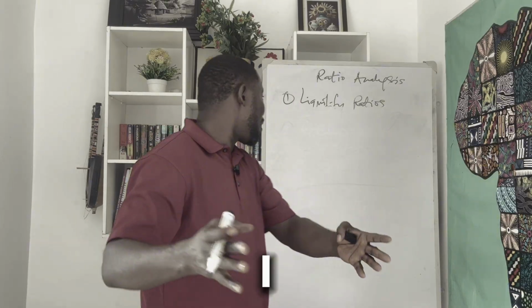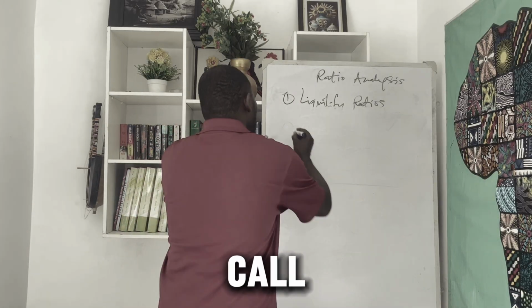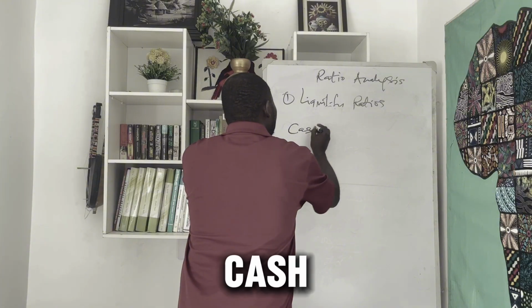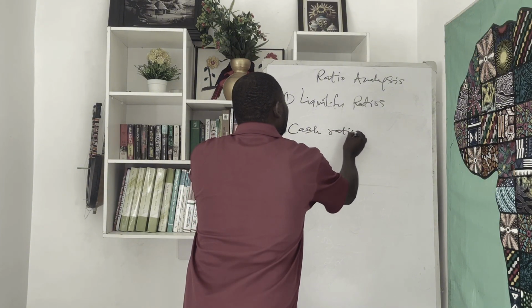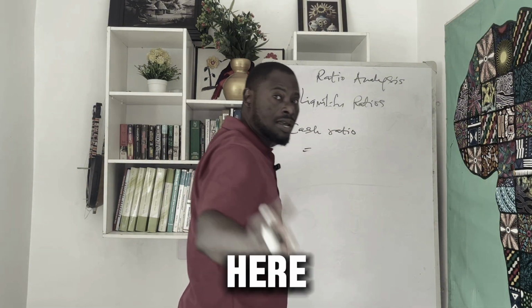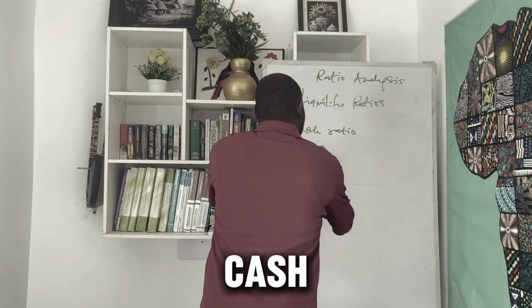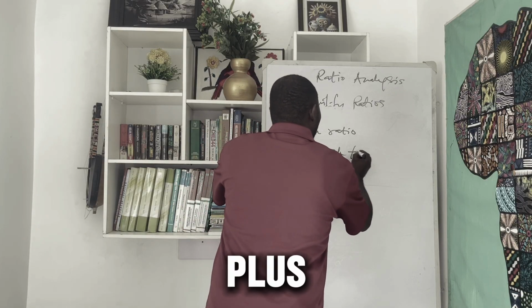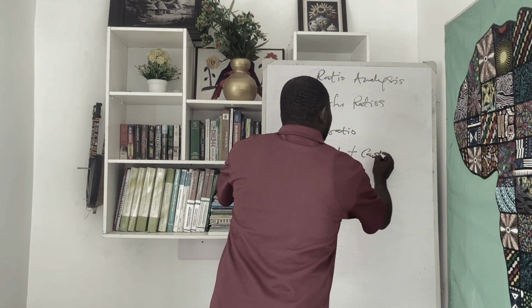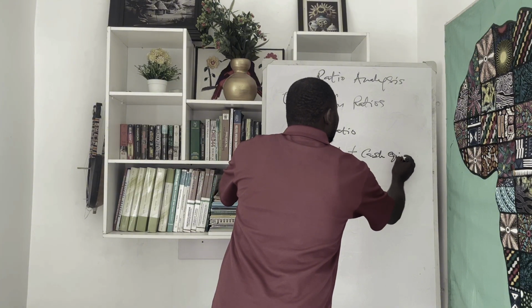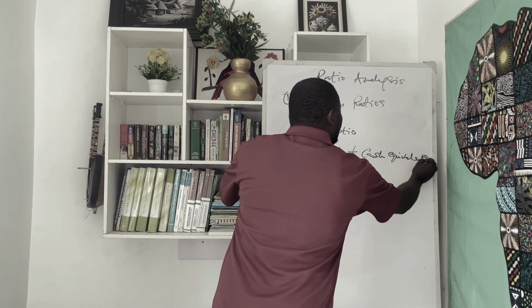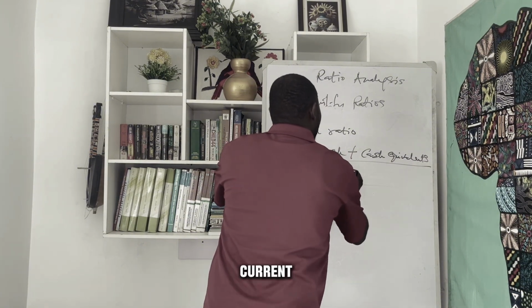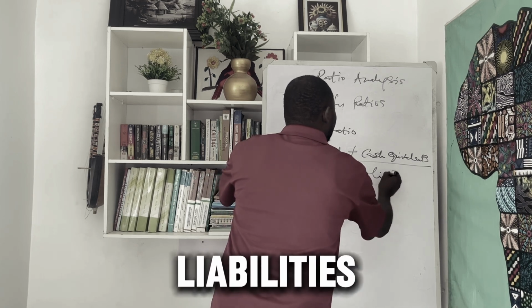Now, the third type I want us to look at is what we call the cash ratio. The cash ratio here, we're looking at cash plus cash equivalent, divided by all of our current liabilities.